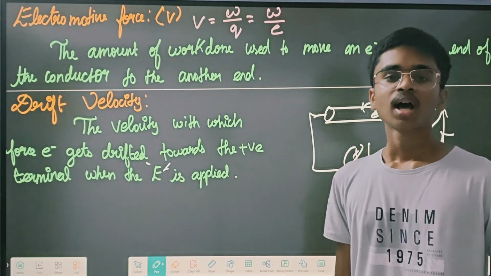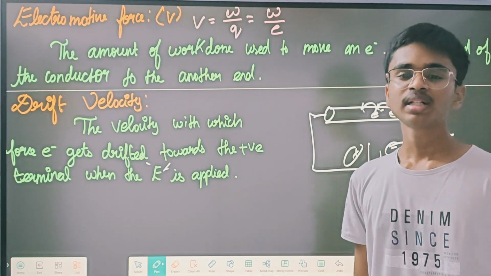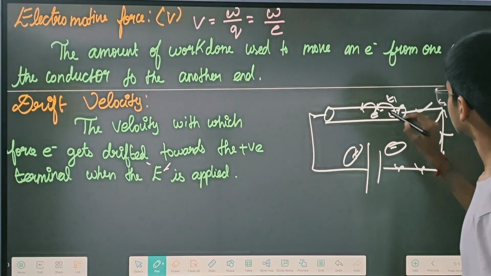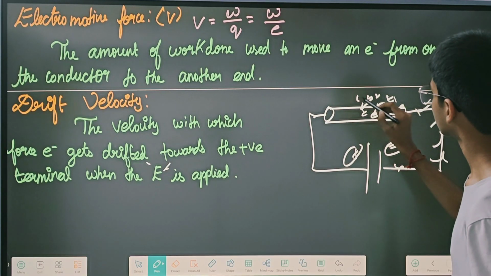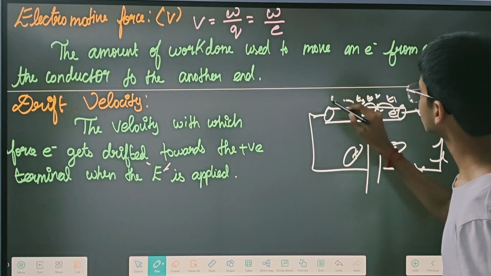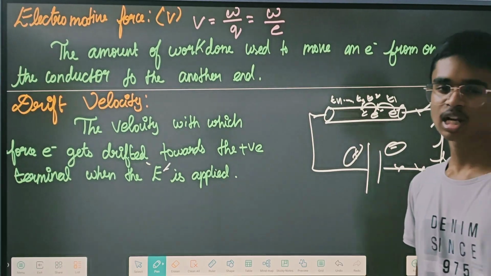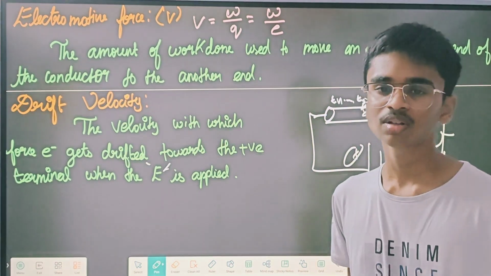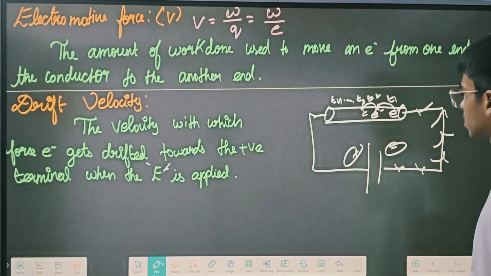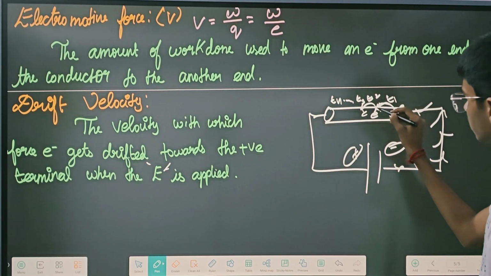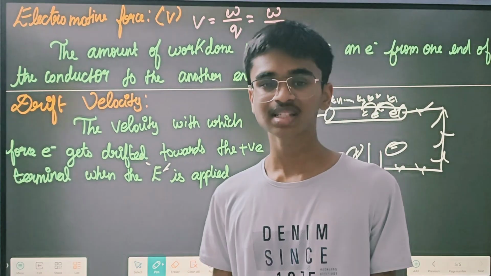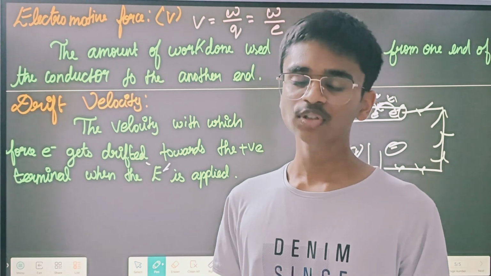Here each and every electron will take some amount of time. Let us take this as t1 time, this as t2 time, and like this each electron will take t3 time and so on, up to tn time, since there will be n number of electrons in a conductor. This particular velocity with which they are hitting is known as drift velocity.